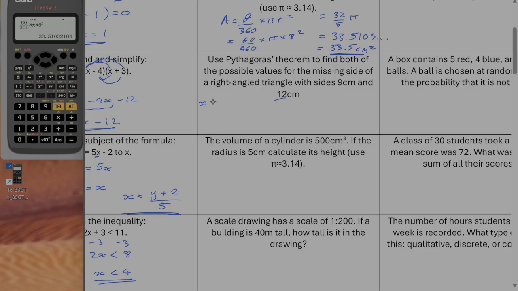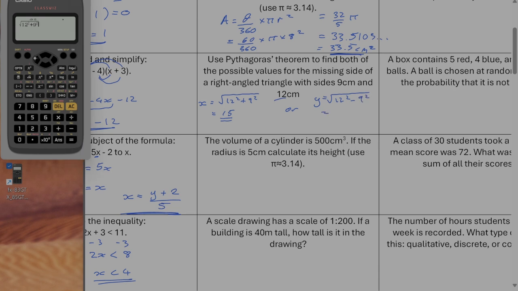So either I'll call it first side x. So either x is going to be equal to the square root of 12 squared plus 9 squared. So it's either 15, or if it was the shorter side, it would be equal to the square root of 12 squared minus 9 squared. And then I'm just going to replay and change that plus to a minus.